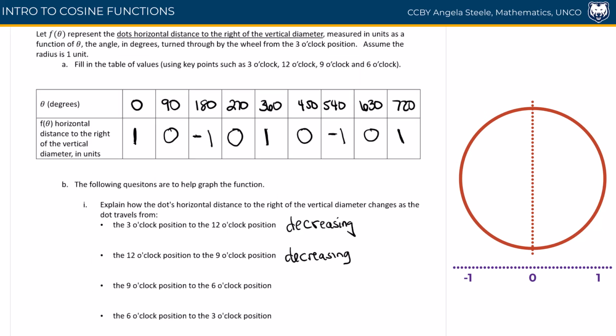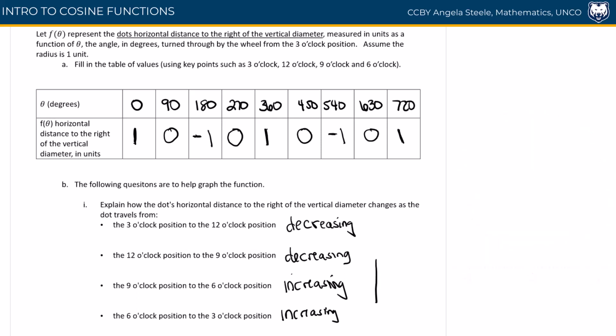All right, next we've got the 9 o'clock to the 6 o'clock position. And so we are going from -1 to 0. So that means that we are increasing. So we're moving to the right, just like on a number line. We are becoming less negative, so we're increasing. And then from the 6 o'clock to the 3 o'clock position, we are going from right on the vertical diameter, so 0, to 1 unit to the right. So that is also increasing.